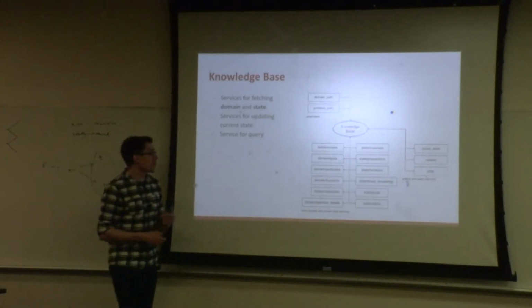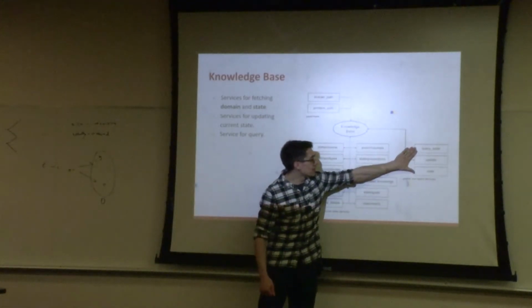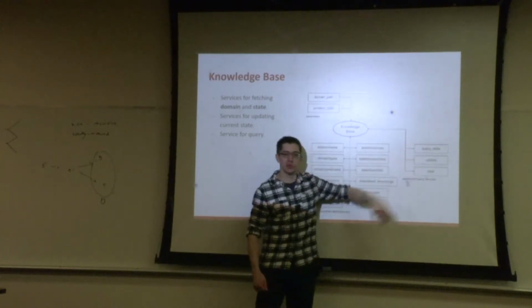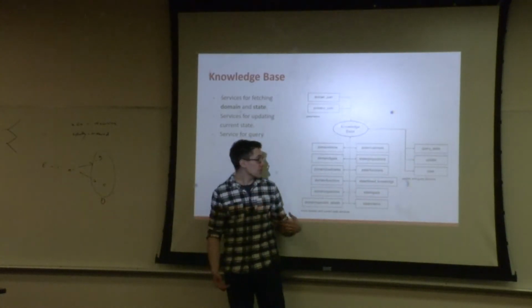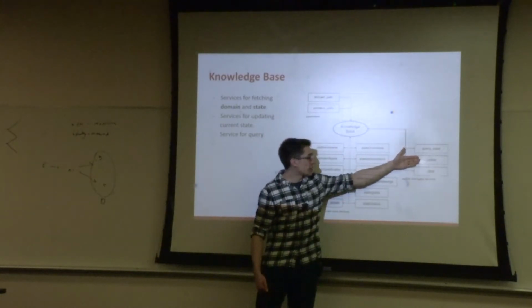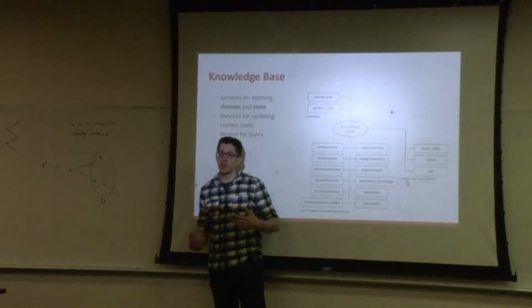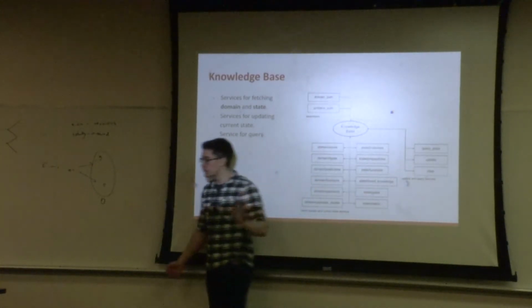So the knowledge base, you can fetch any part of the state you want. It's also got these three services over here: query state, which will return true or false if you send it a bunch of state information. It'll tell you whether or not that's true in the current state. Update, you send it a bunch of state information and it will write that into the current state. And clear, which just empties the knowledge base.